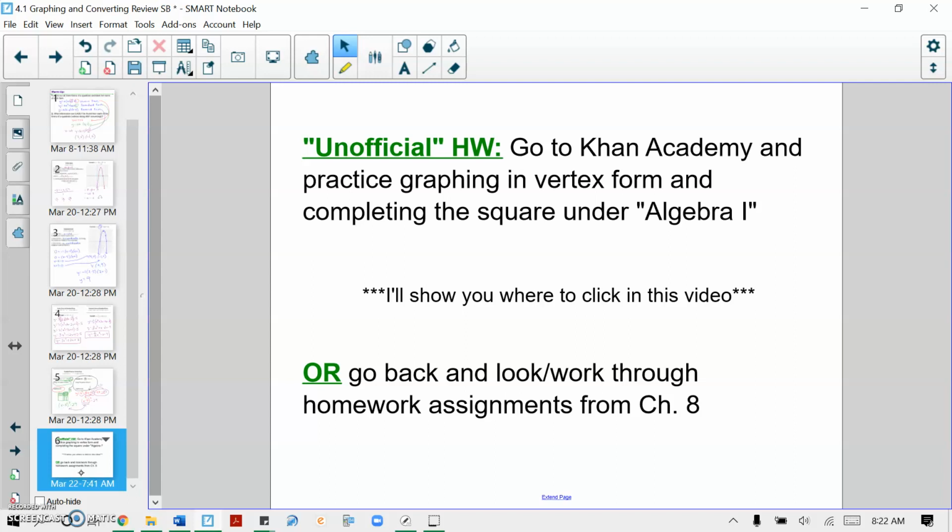But I didn't want to give you another homework assignment because technically you should already know this. So another option is if you don't want to go to Khan Academy and get some practice, you can go back and just look through old homework assignments from chapter 8 that are up on Google Classroom. Just kind of refresh your memory because a lot of this stuff is going to come back in chapter 9, and I want to make sure that we've still got some of that prior knowledge.